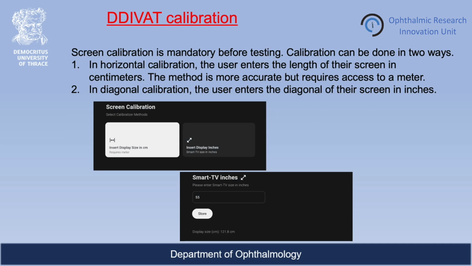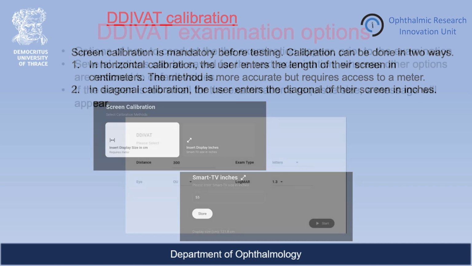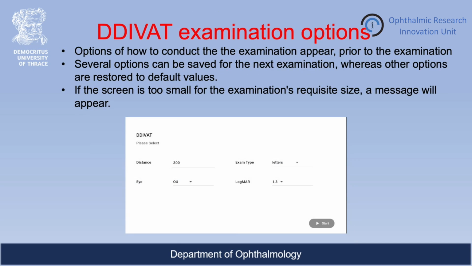Screen calibration is mandatory before testing. Calibration can be done in two ways. When calibrating horizontally, the user enters the length of their screen in centimeters. The method is more accurate but requires access to a meter. On the other hand, in diagonal calibration, the user enters the diagonal of their screen in inches. Options of how to conduct the examination appear prior to the examination. Several options can be saved for the next examination, whereas other options are restored to default values. If the screen is too small for the examination's requisite size, a message will appear.